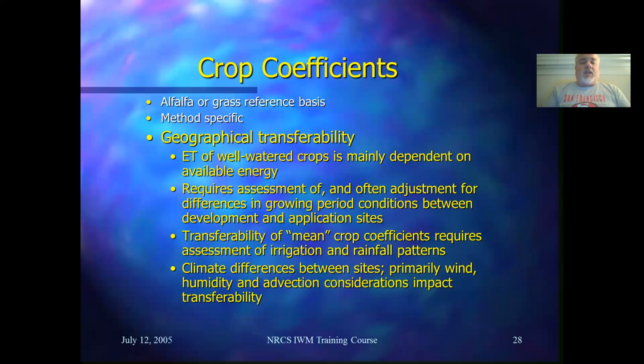Geographical transferability. Evapotranspiration of well-watered crops is mainly dependent on available energy. Geographic transferability requires assessment of, and often adjustment for, differences in growing period conditions between development and application sites. So if you move to different sites, you have to tweak things.